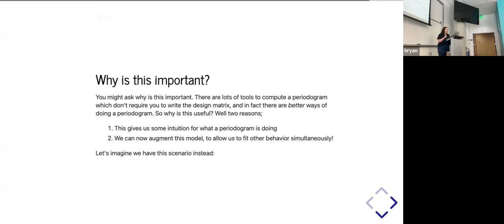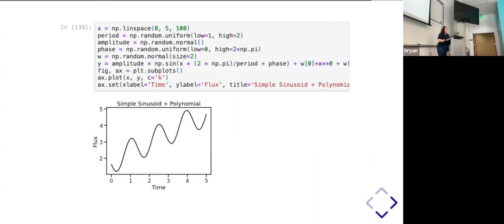We can now take this model and we can include other components. Instead of just treating this as only a sum of sinusoids, only a sum of sines and cosines, we can now add in other models that we know to be in the data. Here's an example of this that doesn't talk about planets. Here is a simple sinusoid and a polynomial.